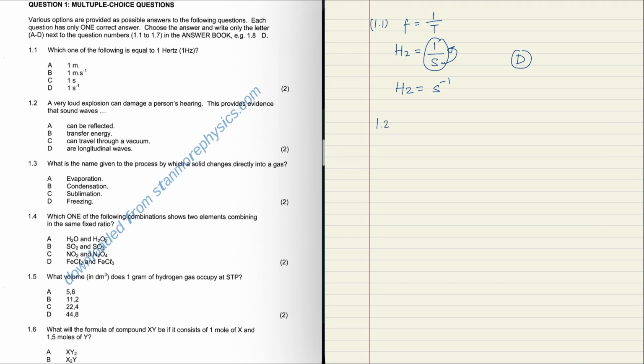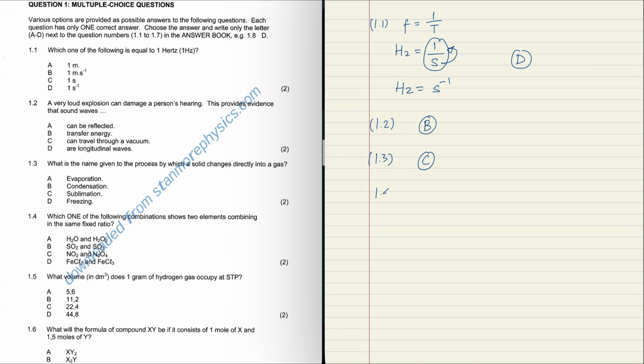Question 1.2. A very loud explosion can damage a person's hearing. This provides evidence that sound waves transfer energy. Because remember, it's the energy that's damaging the hearing. Question 1.3. What is the name given to the process by which a solid changes directly into a gas? That's a theory question. The answer is C, sublimation.